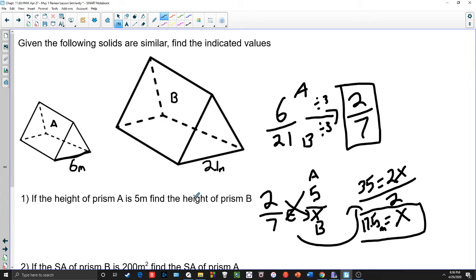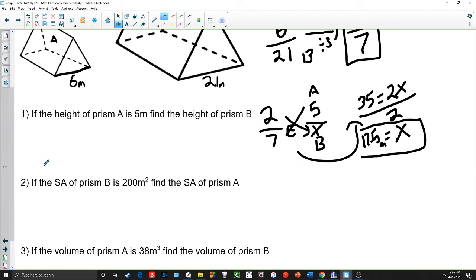So again, if they want a height or a perimeter or a length, use your scale factor as your base fraction. Set up your other fraction over here. One of these spots is going to be an x, and then just cross multiply them. Now the next part says find the surface area of B, or sorry, if the surface area of B is 200, find the surface area of A.